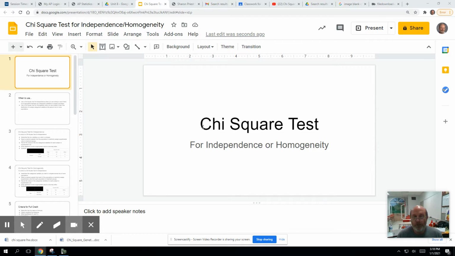These are conducted a little differently than the chi-square goodness of fit test, but they work in the same way. The distribution looks the same. All of the inference stuff works the same. Just conducting them is a little different. These are chi-square tests for independence or homogeneity. The good thing is both of these tests are very, very similar.